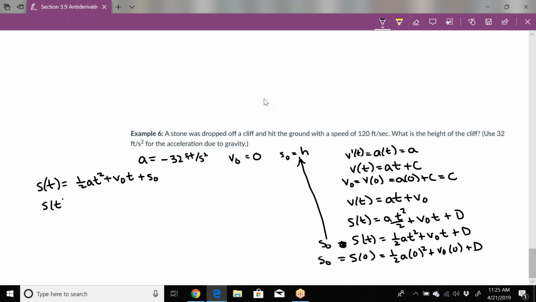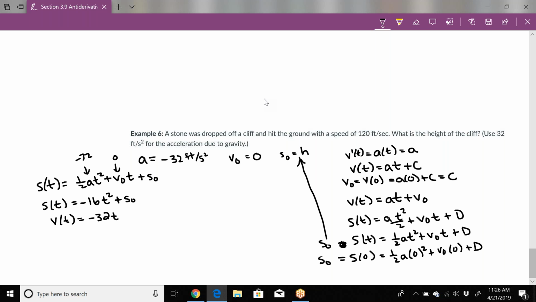So s of t is going to be 1/2 of negative 32. So that's going to be negative 16t squared, because remember we're letting that be negative 32. This is initial velocity, which we know is 0 since you just dropped it off the cliff, so that's going to go away. So that's just plus s sub 0. Now, if you take a derivative of that, then the velocity function would just be negative 32t.